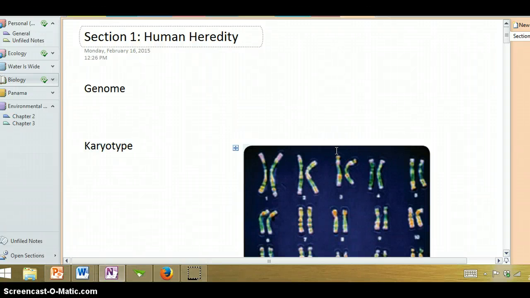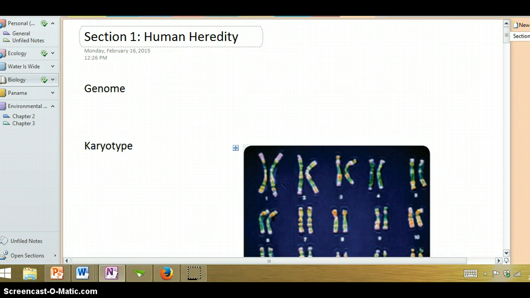All right, let's talk about section 1 of chapter 14. This chapter is on human heredity, and there'll be some concepts that we've talked about in the past when we talked about Mendel and Mendelian genetics, but there's going to be some new stuff as well. So, first of all, the genome.